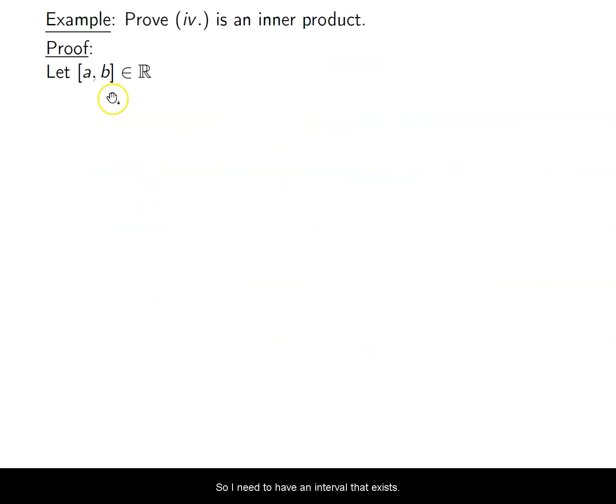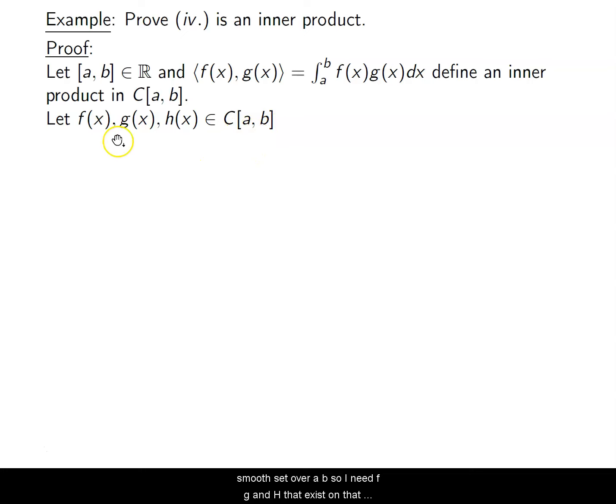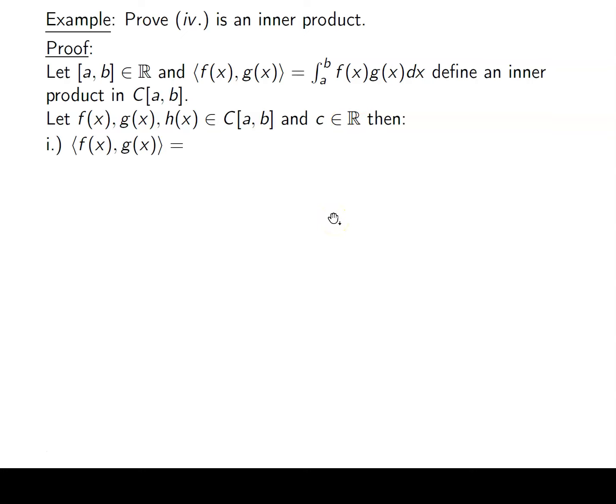So I need three elements from my domain, the smooth set over A to B. So I need f, g, and h that exist on that interval. That means these three things are continuous on this interval, and you can differentiate them at least once, right? And I have a scalar that I need also. Any scalar, it doesn't have to be on this interval, just a scalar, right? So what does that mean?